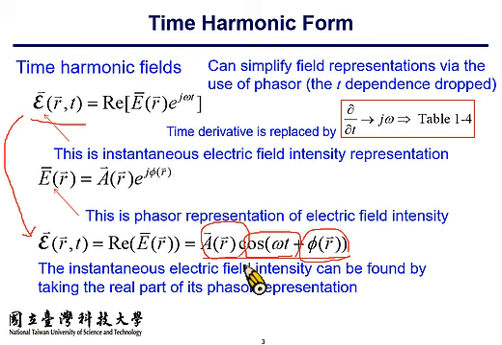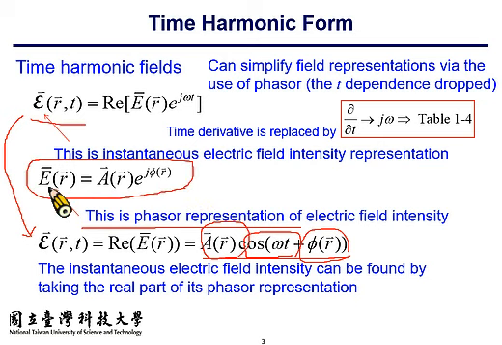So to make our life simpler, we can transform the so-called instantaneous representation into the phasor representation. So here's the phasor representation. Of course, to the left is the electrical field. As you can see, it's only a function of position. It only has the spatial dependence. And to the right, you have the magnitude part and you have the phase part. It's written as A exponential j phi.